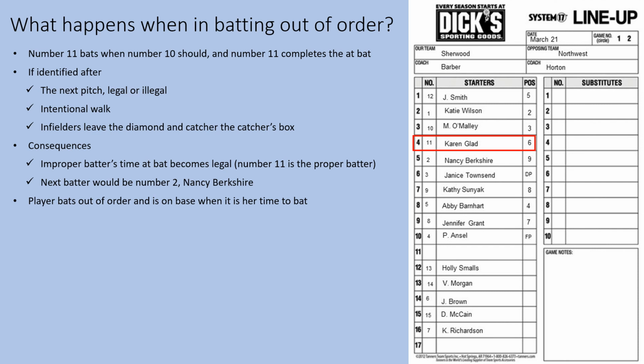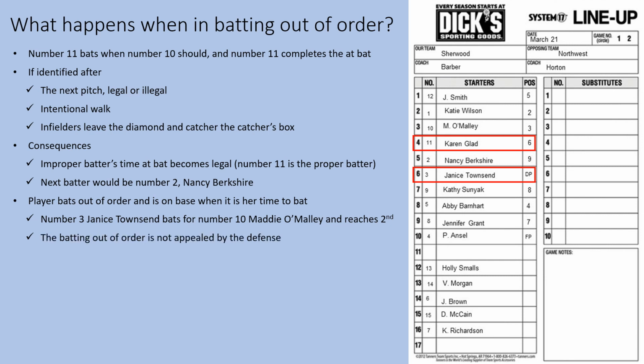What about if the player bats out of order and is on base when it's her time to bat? How can that happen? Well, let's look at this scenario. Number 3, Janice Townsend bats for Maddie O'Malley. Then the batting out of order is not appealed by the defense. Number 10, Maddie steps in the batter's box and bats, and then number 11 comes in and bats, and she takes a pitch. Now, number 10's bat has become the proper batter.